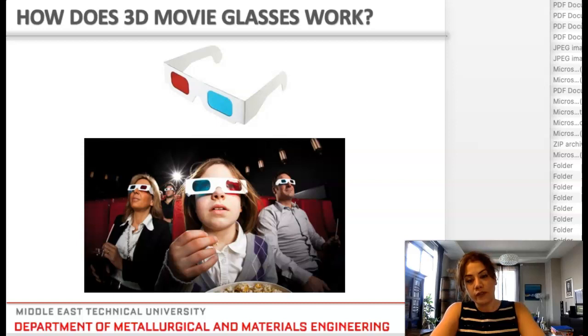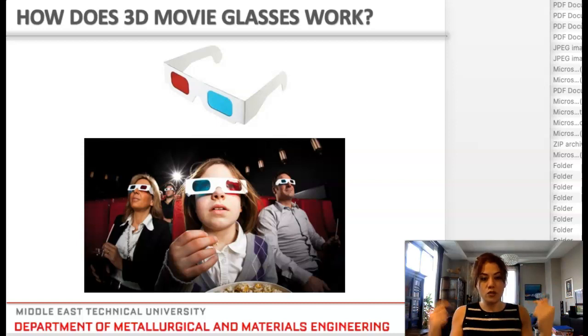For the 3D movie glasses, the light is circularly polarized. You see one of them is blue, one of them is red. The blue one is circularly polarized on your left hand side, and on the right side, which is red in this case, it is polarized the other way. So this circular polarization is in the opposite direction.